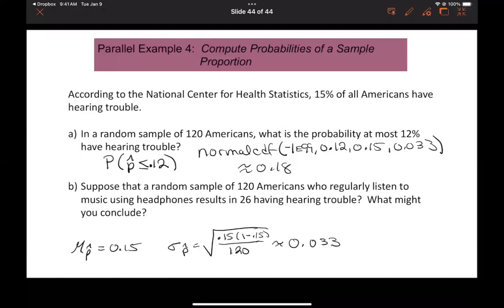So I put -1E99 for my lower because we're doing less than, and 0.12 for the upper, 0.15 for the mean, and 0.033 for the standard deviation. It's possible you typoed because I do that all the time. That's what I did. It was a typo? Yeah, it happens. I was doing them left and right earlier. So once you fix that, hopefully you'll get about 18%.